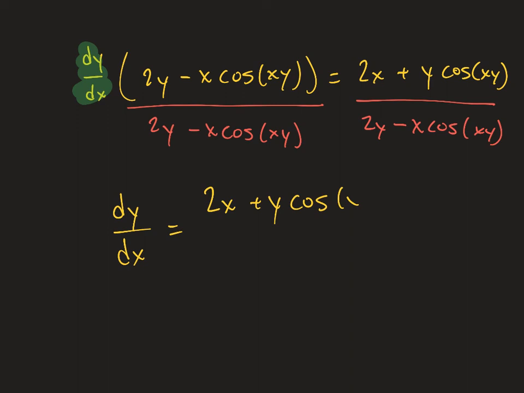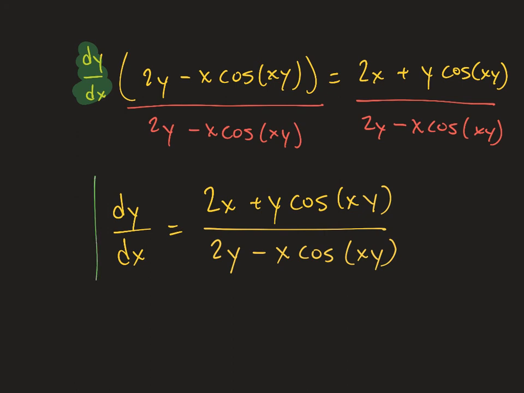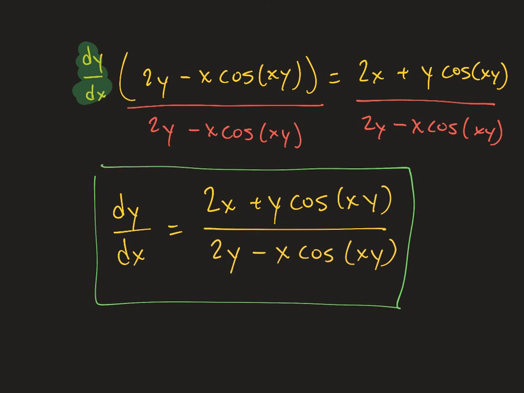I'm going to fix that just a little bit here. I don't think I fixed it after all, but that's supposed to say cosine xy. Divided by 2y minus x cosine of xy. And this is now our derivative formula. This is the formula that will give us the slope at any point on that original crazy relation.